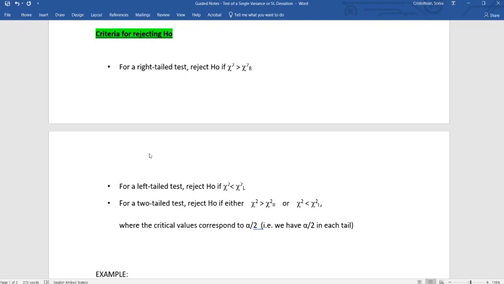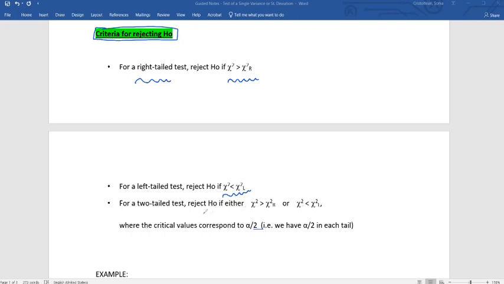In order to reject H sub 0 using the critical region method, we will follow the same procedure as before. If the test statistic is greater than the chi-square to the right for a right tail test, that means that the test statistic falls in a critical region. And that's why we will reject the null hypothesis. Now, if we are dealing with a left tail test, we look for rejecting the null hypothesis if chi-square falls in a critical region. The critical region this time will be to the left, which means the test statistic will be less than chi-square to the left.